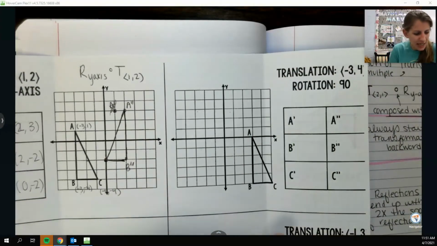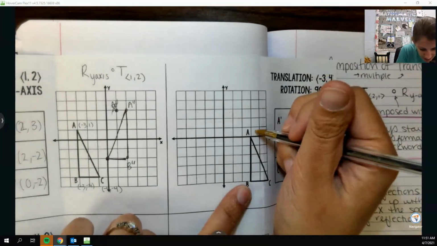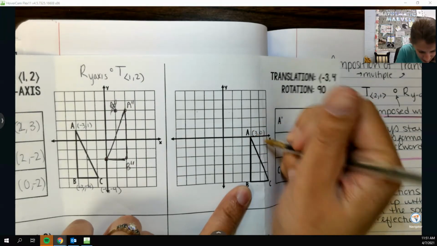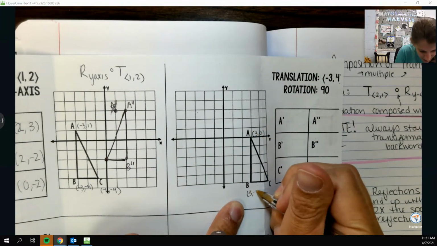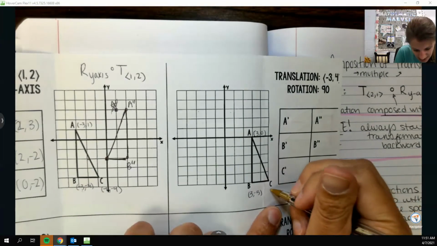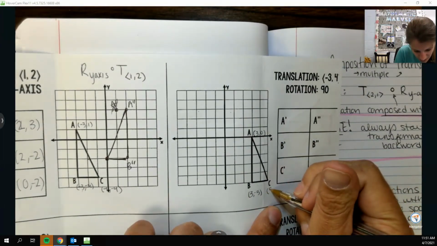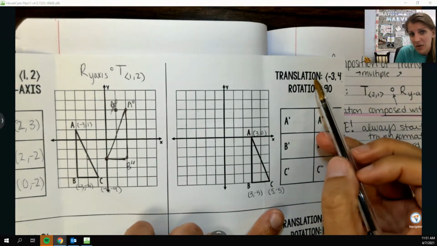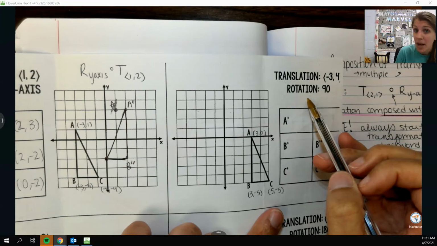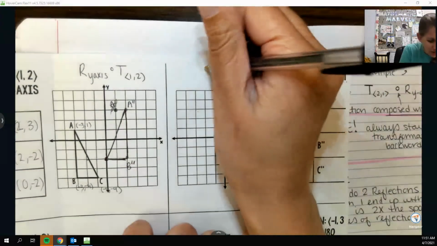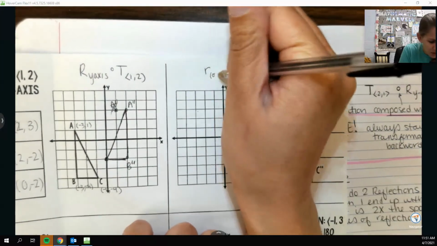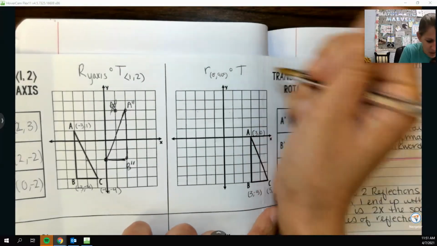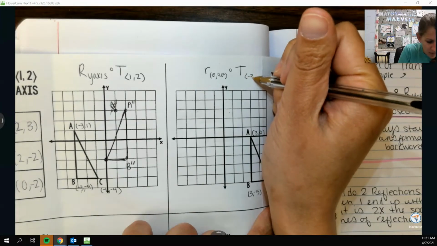Alrighty, on to the next. Using the shape here, again, I'm going to write out my ordered pairs next to these points. So A is at 3, 0, B is at 3, -5, and C is at 5, -5. And again, they're telling me the order they want me to do it in, translate, then rotate. But if I was looking at it in correct notation, I would be looking at rotate around the origin 90 degrees, composed with a translation. So it would look backwards.